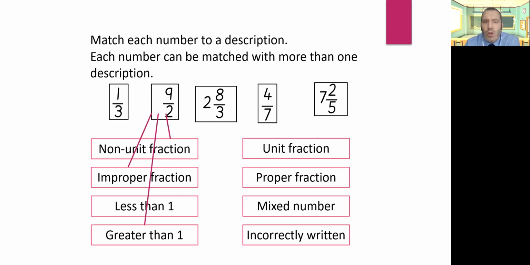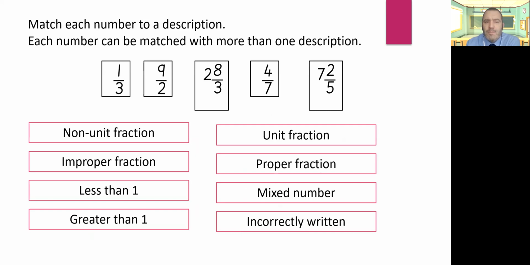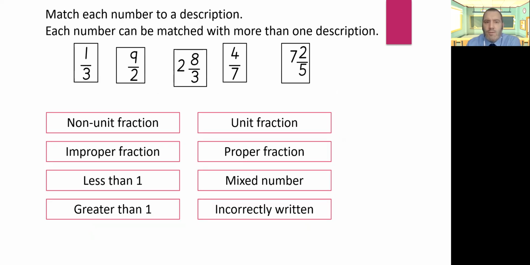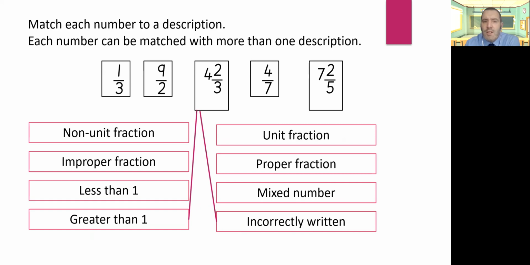Now the middle one, 2 8/3. It's greater than 1 and it's not written correctly. We've got this strange mix of a mixed number and an improper fraction. Let's put it right. It should be 4 2/3. Now it's written properly. It's also a mixed number.